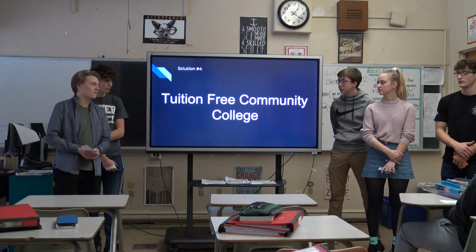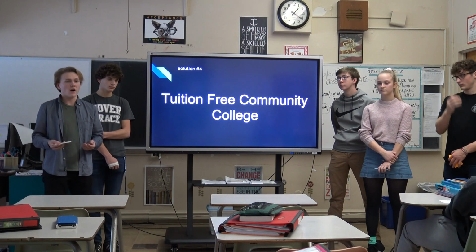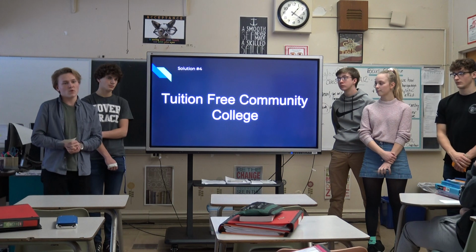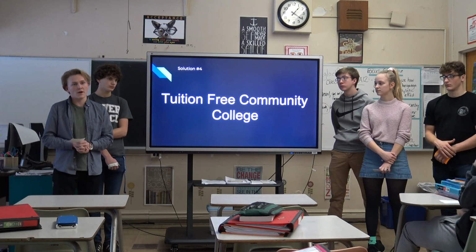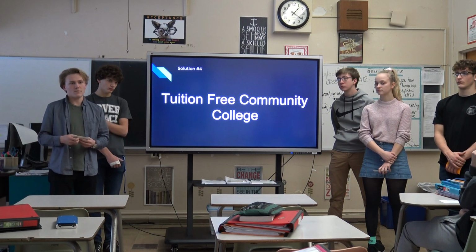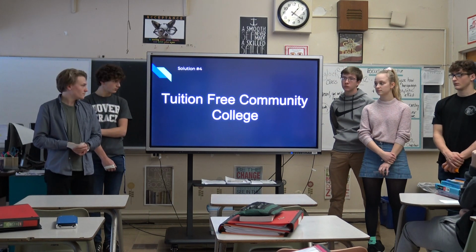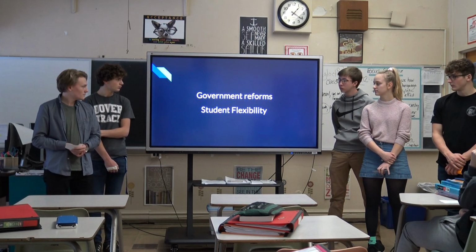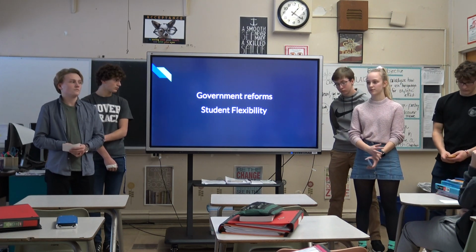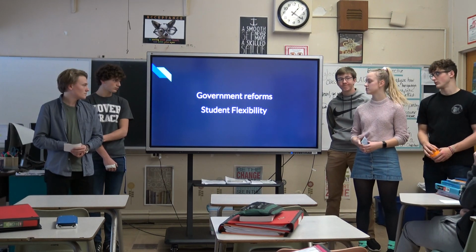Our fourth solution is tuition-free community college. Essentially, if a student is academically capable of earning a college degree, they deserve it. The U.S. Department of Education predicted that by 2020, nearly 66% of jobs will require some sort of post-secondary education, and it's just unfair to students that finances could possibly be a roadblock in getting a college education. The way that we can start to fix the gap with tuition for low-income students is government reforms and student flexibility.